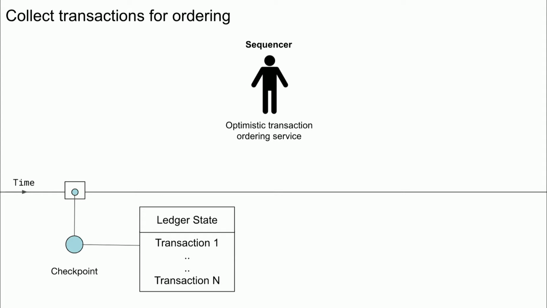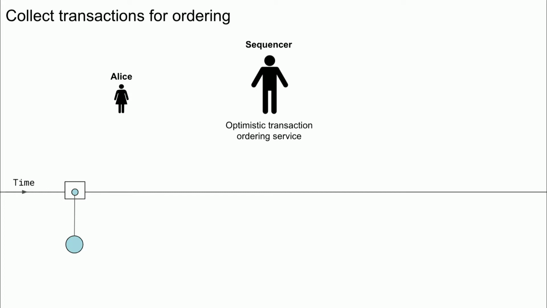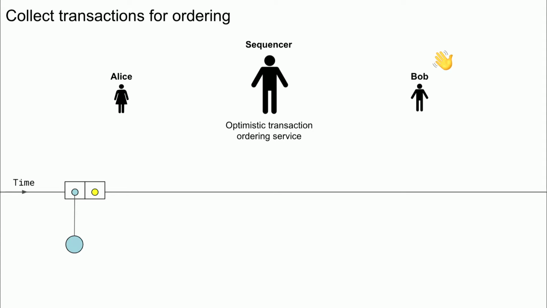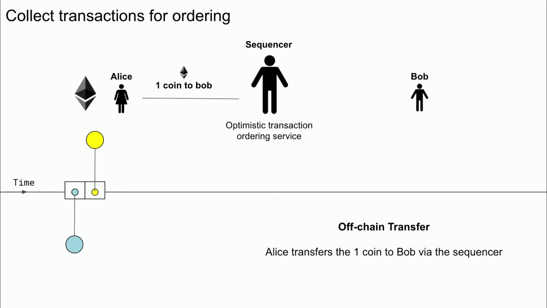And of course, all rollups are different in terms of implementation, but this is just a high level. So Alice comes along, and Alice will deposit one coin into the bridge. Then eventually, this will pop up on the off-chain database. Then Bob comes along, hi, Bob. And Alice wants to send one coin to Bob. So Alice will sign a transaction, give it to the sequencer, and that's it.